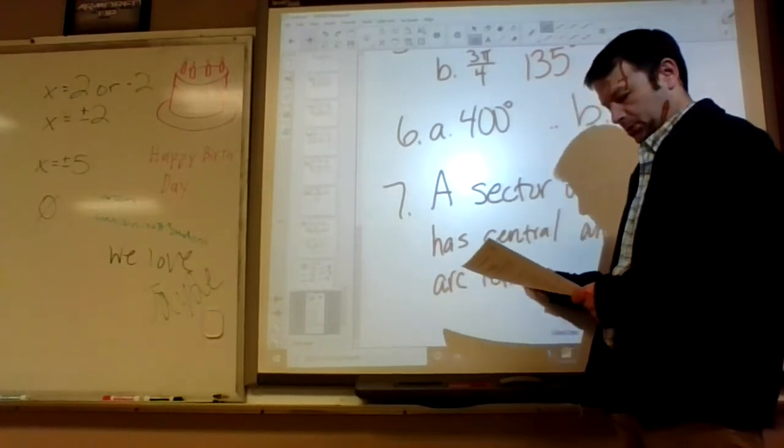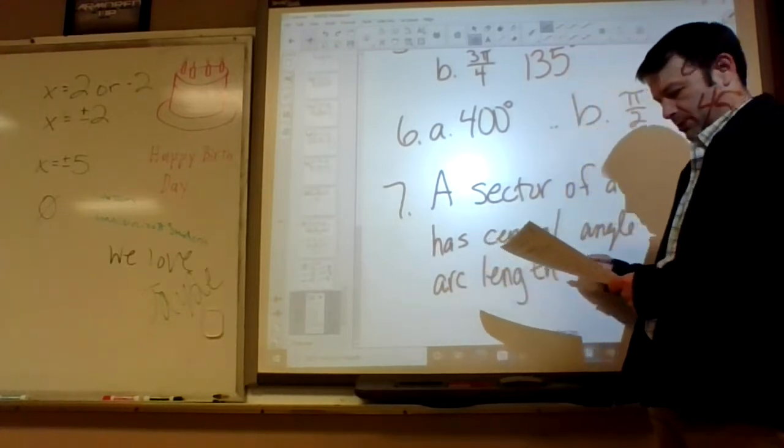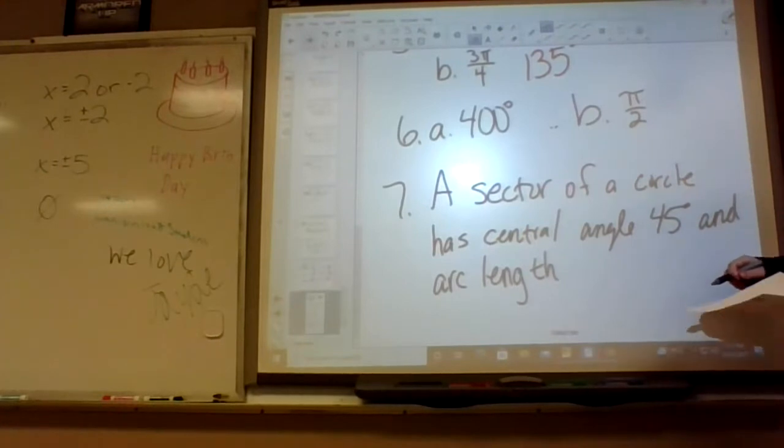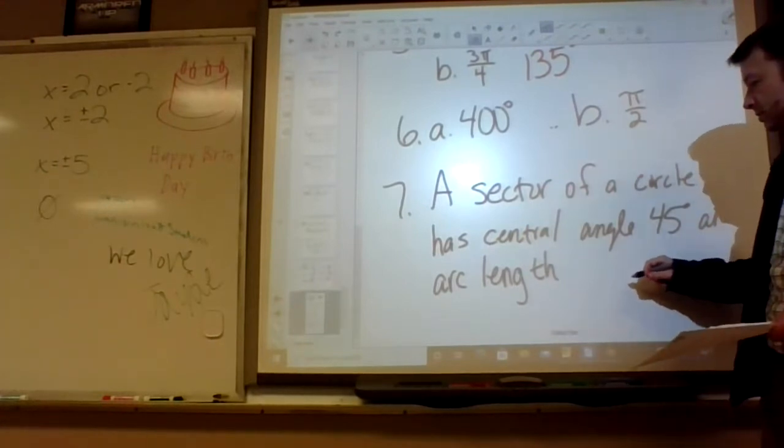This number 7 is harder than I thought it was. A sector of a circle has central angle.